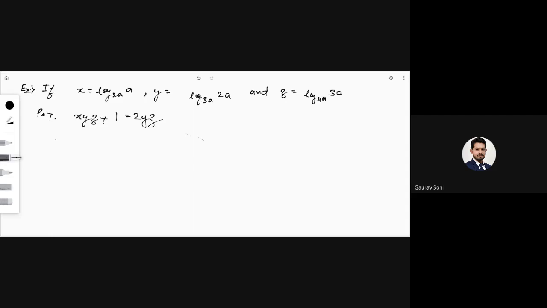So how can I write this down? I'll give you some hints. So x is log of a upon log of 2a, so here you have base e. y I can write as log to the base e of 2a upon log to the base e of 3a. This is the change of base formula, and z is equal to log to the base e of 3a upon log to the base e of 4a. Now can you do something?